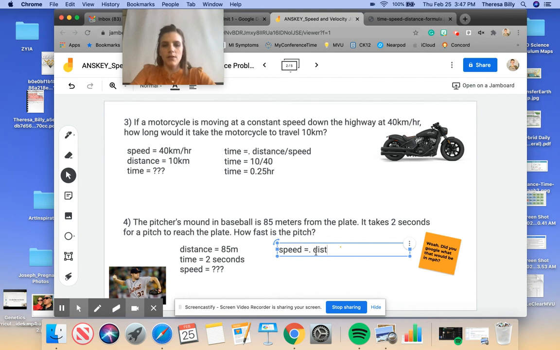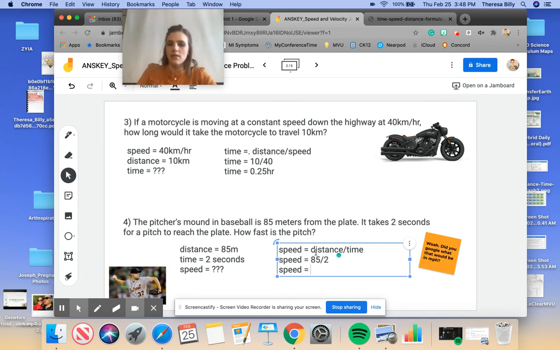Speed equals, oops, why does it always do that? Distance divided by time. Singing makes it easier, I promise. All right, distance was 85 meters. Time, 2 seconds. I didn't do units. It's 2 seconds. All right, 85 divided by 2. I'm going to take a guess and say it's 40 something. 85 divided by 2 is 42.5.